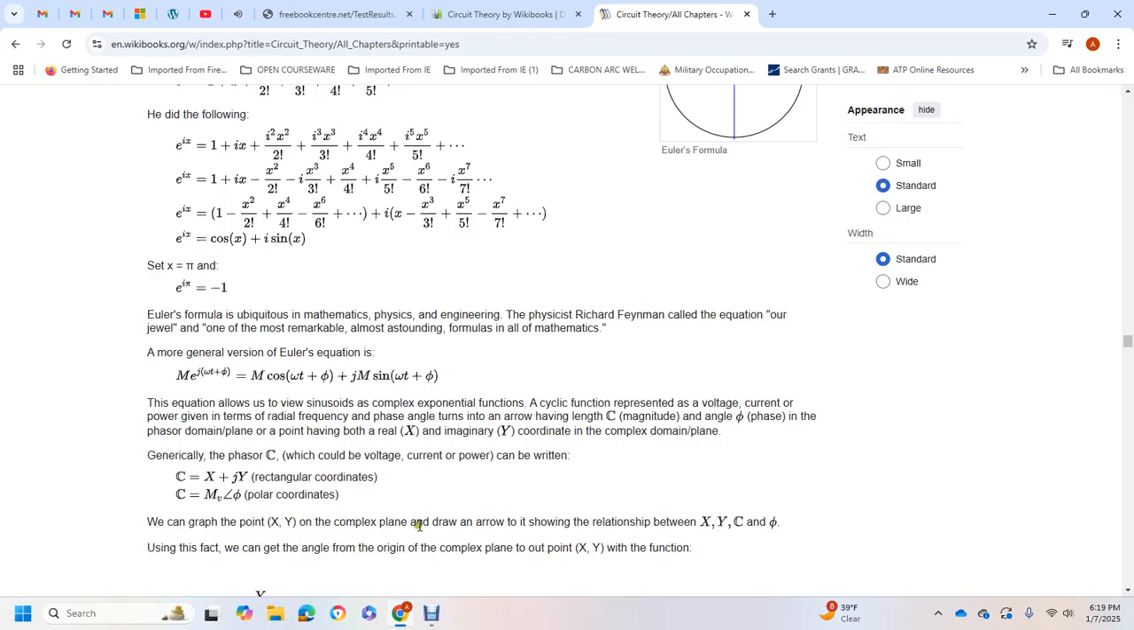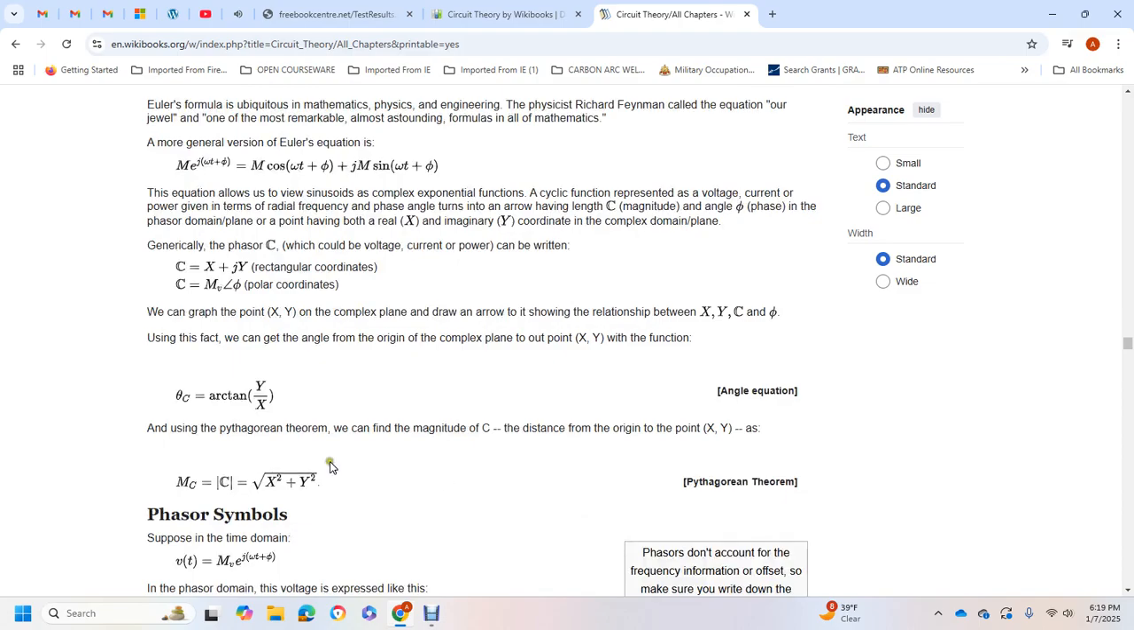When graphing points x and y on the complex plane, with the x and y shown, the magnitude and the phase use the angle of the original complex number of x and y. Using the Pythagorean theorem, we can find the magnitude, the distance from the origin of x and y, as the square root of x squared plus y squared.